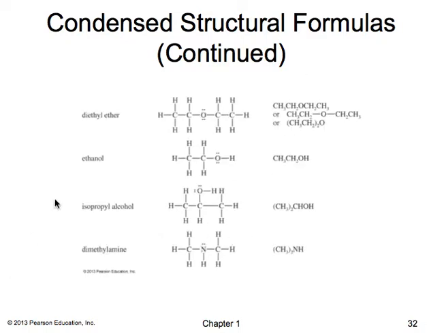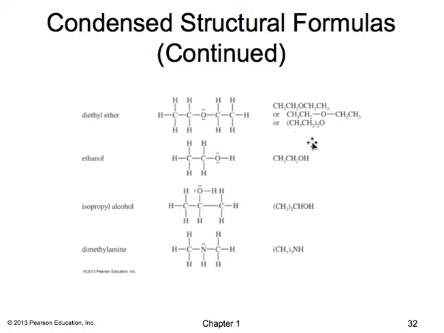Some more condensed structures, diethyl ether. Right now there are 3 different ways you can show this. You can just show this CH3CH2OCH2CH3, or you can distinguish with the bond showing O, because I had said all heteroatoms should be shown as a line. Or you can have this CH3CH2 and then bracket it into 2 by the central oxygen.